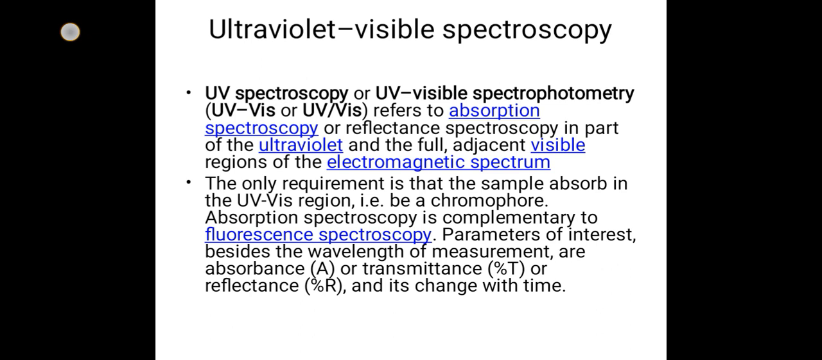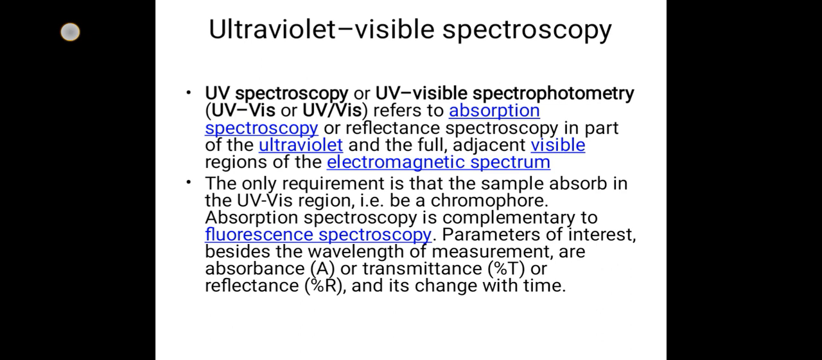Absorption spectroscopy is complementary to fluorescence spectroscopy. Parameters of interest besides the wavelength of measurement are absorbance, transmittance, or reflectance, and their change with time. Most molecules and ions absorb energy in the ultraviolet or visible range. They are chromophores. The absorbed photon excites an electron in a chromophore to higher energy molecular orbitals, giving rise to an excited state. For organic chromophores, 4 possible types of transitions are assumed: pi to pi star, n to pi star, sigma to sigma star, and n to sigma star.